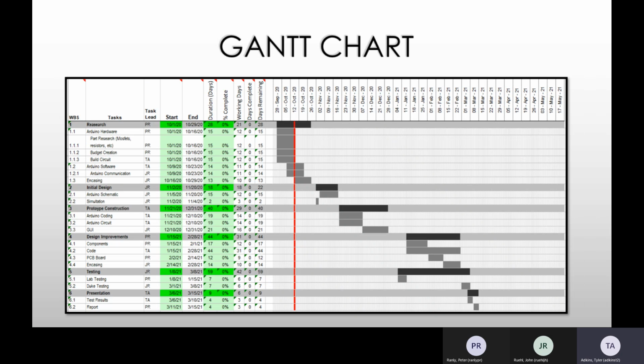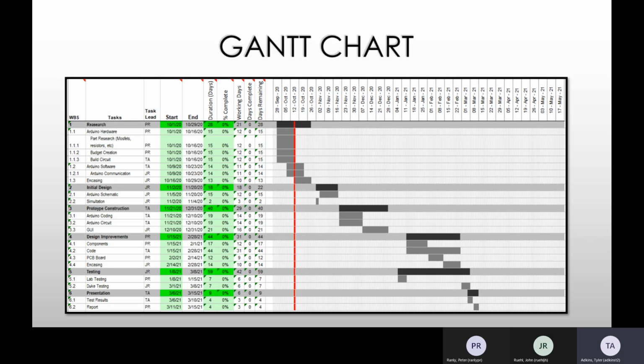Gantt chart. This is our schedule. So right now we're in the research phase. We need to be worrying about Arduino communication and our software. After that, we're going to be working on our initial design, starting in early November. Over November, we're going to simulate, and that'll take us on to prototype construction, the Arduino coding, the circuit, and the GUI.